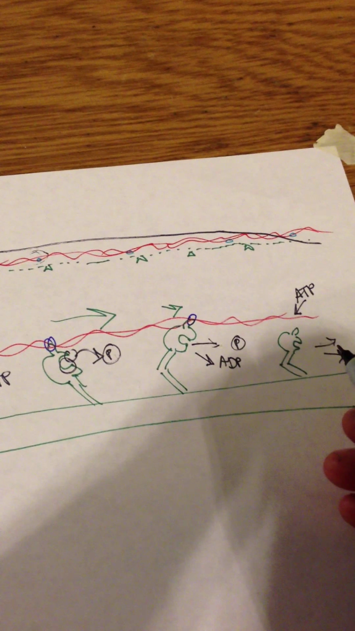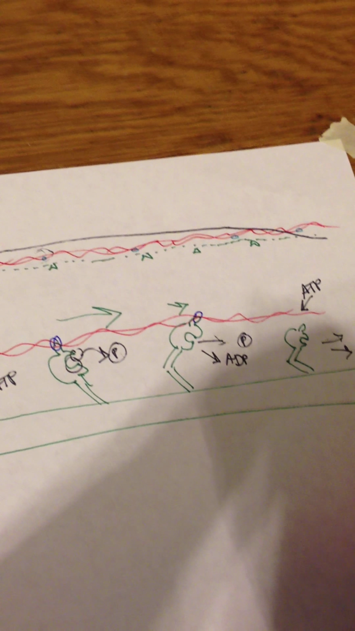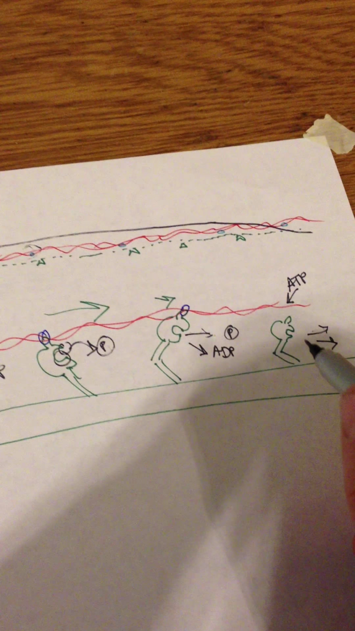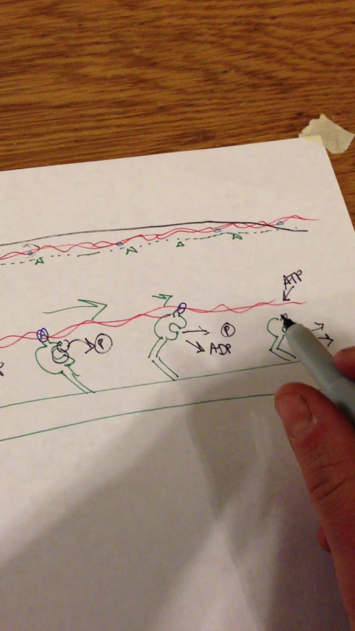And that's why when you have rigor mortis, you run out of ATP from your glycolysis, and that's why you get really stiff muscles, because there's no ATP to release the myosin from the actin.